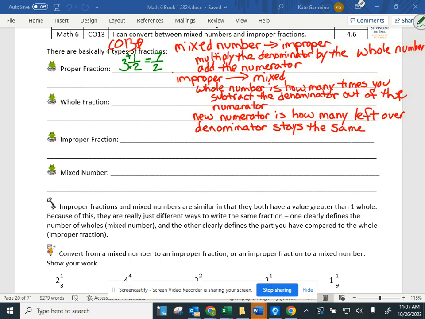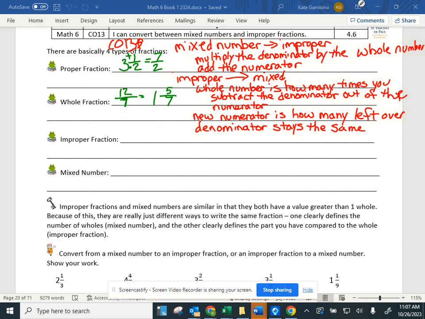Then if we're going from an improper fraction to a mixed number, how many times can I subtract 7 out of 12? 1 time. So that's my whole number. I can take 7 away 1 time, and I'm left with 5. So that's my new numerator. Denominator stays the same. Do we remember this? Do you need me to go over any more? Are we good?